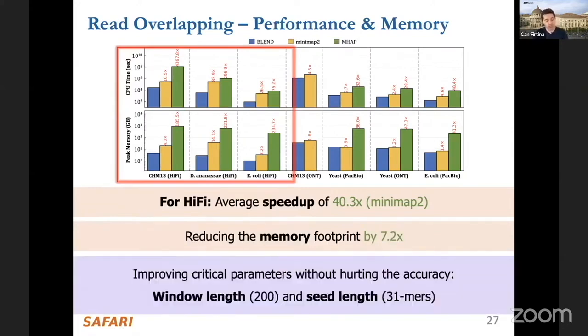We can do this because we can now improve the critical parameters without decreasing the accuracy, because now we can find more useful seed matches by playing with these parameters. In this case, we can increase the window length up to 200 and the seed length up to 31, either keeping the same accuracy or even improving accuracy in the read overlapping case. This can be done by finding these fuzzy seed matches that the exact seed matching techniques cannot find, for example, in the case of Minimap2.